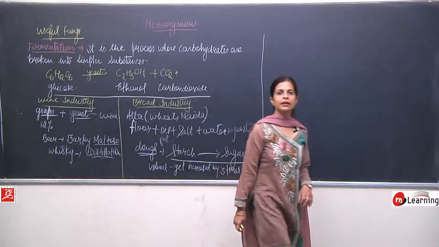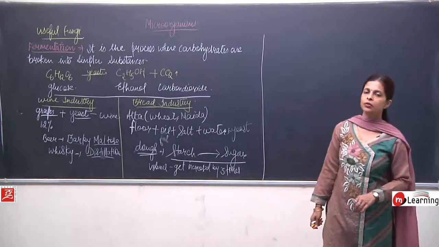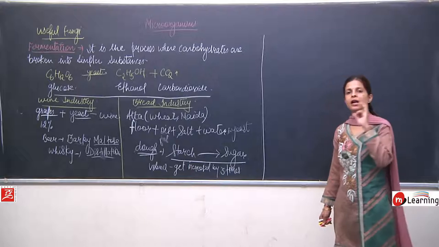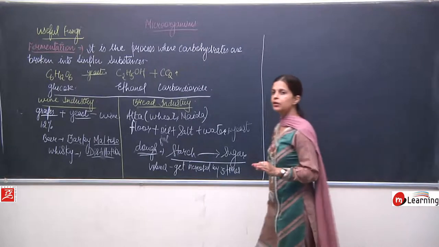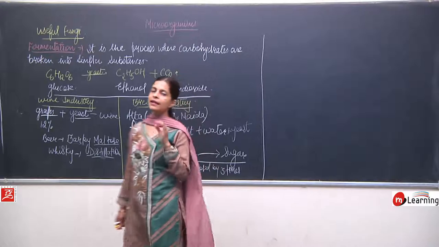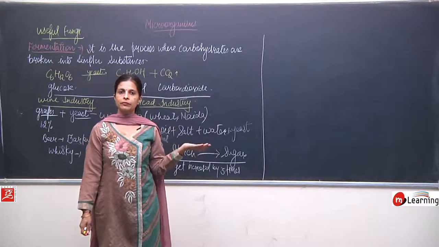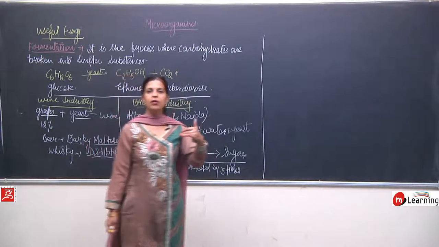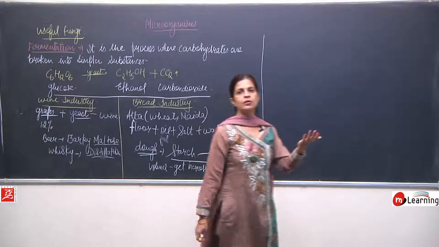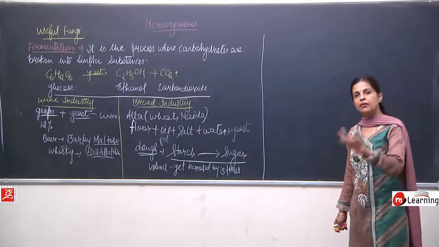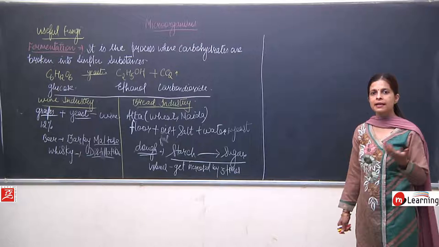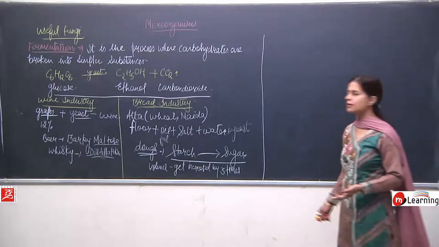It is a process where the carbohydrate gets converted into maltose, or the carbohydrate gets converted into simpler substances like ethanol and carbon dioxide. Even maltose, okay, it is also a form of sugar, and it will also be converted into simpler substances like ethanol and carbon dioxide.